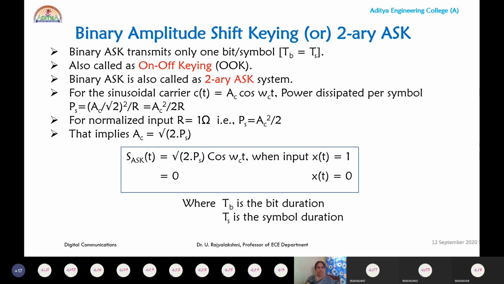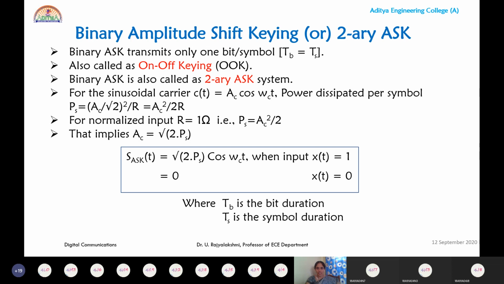Now, we already represented the ASK signal as Ac cos(omega_c t) when the input x(t) is 1. But how can you represent the magnitude of the carrier signal in terms of power dissipation per symbol? The power dissipated per symbol, Ps, can be defined as Ac squared by 2R, because it is the maximum amplitude of the carrier divided by root 2, whole squared, that is RMS voltage squared divided by R. So it equals Ac squared by 2R. For normalization, you can consider Ps equal to Ac squared by 2.